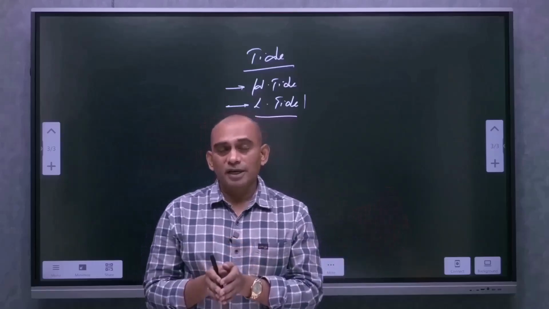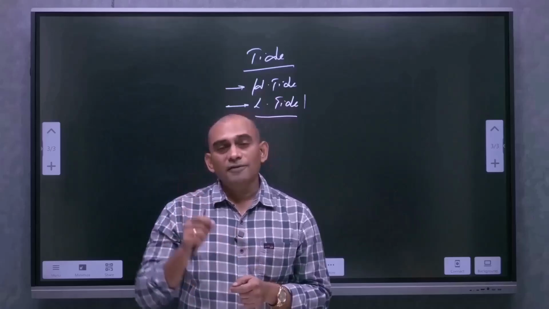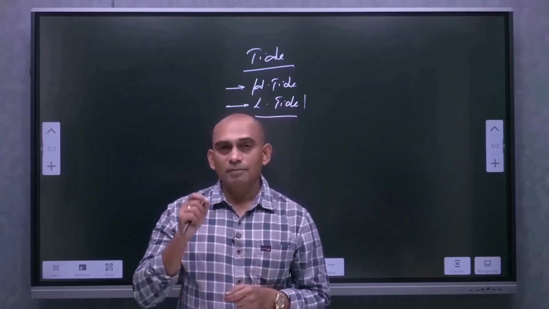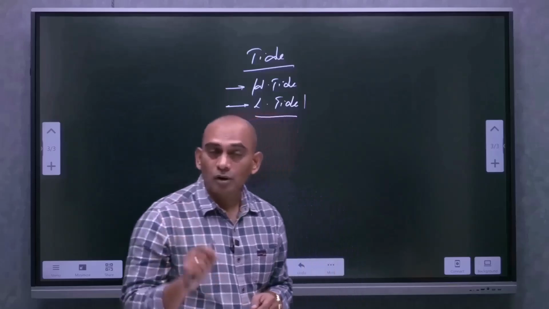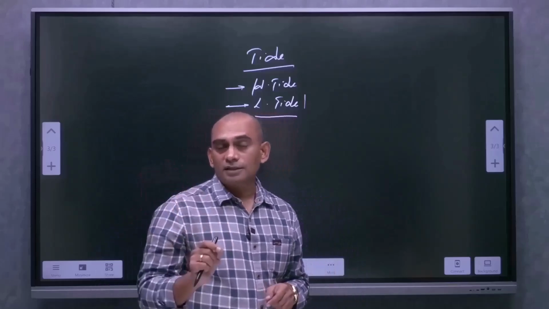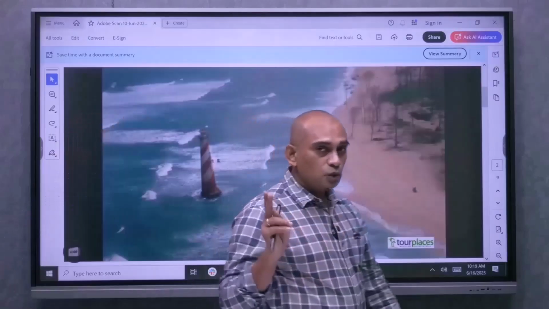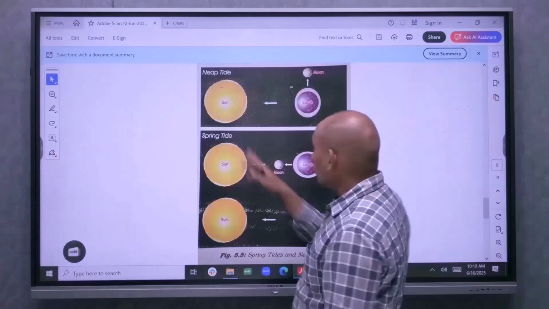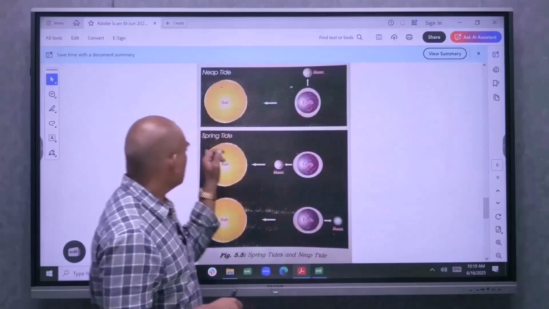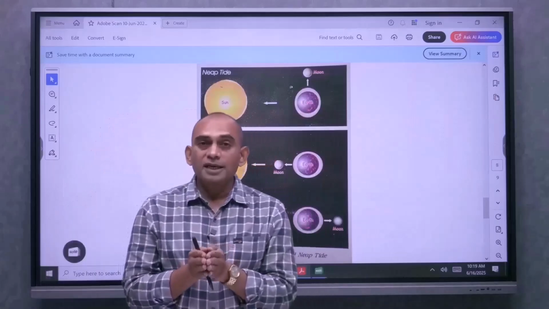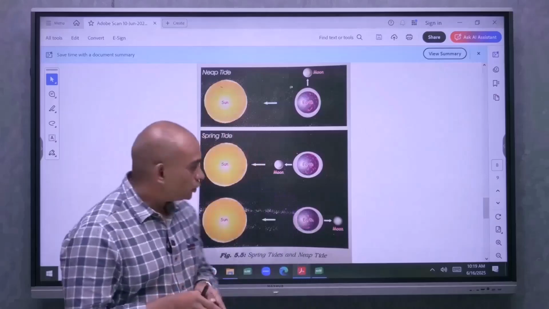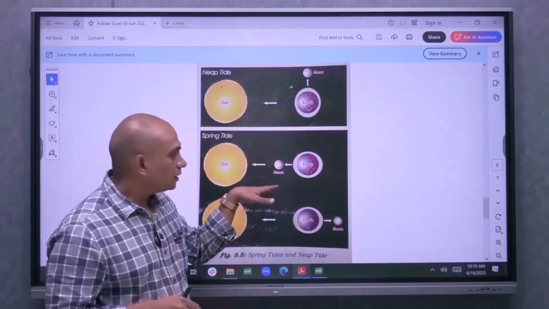What is the reason behind the formation of tide? Gravitational pull exerted by the sun and the moon on the surface of the earth is the reason behind the formation of tides. And there are two different tides: one is neap tide, another one is spring tide.